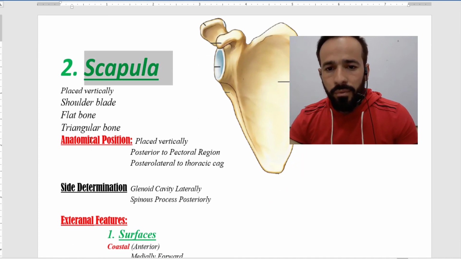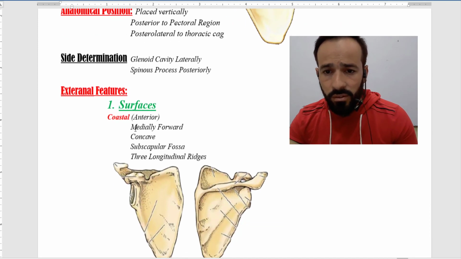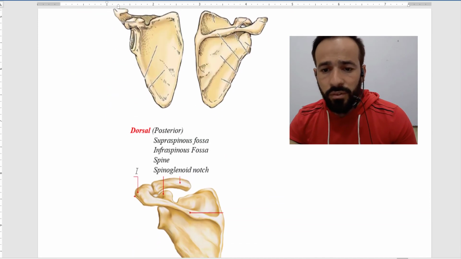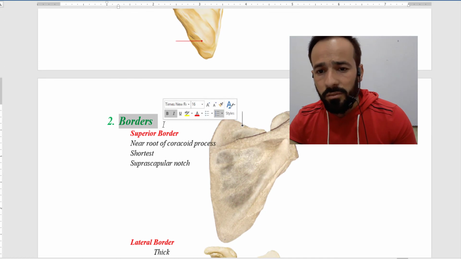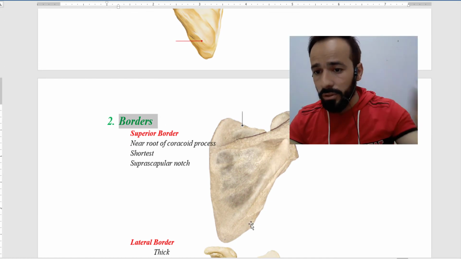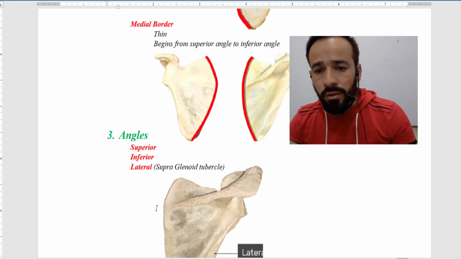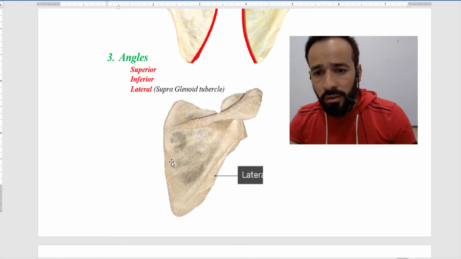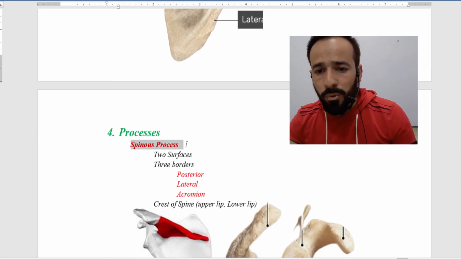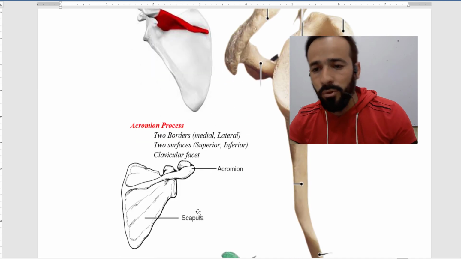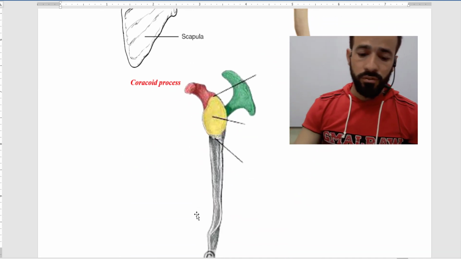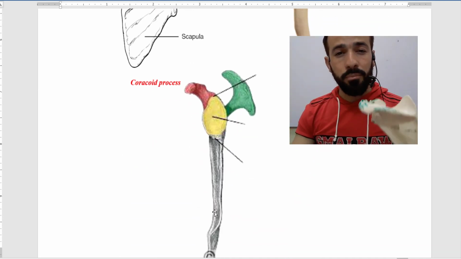The scapula has two surfaces: the costal surface and the posterior surface. It has three borders: superior border, medial border, and lateral border. It has angles: superior angle, inferior angle, and lateral angle. It has three processes: the spinous process, acromion process, and coracoid process. So friends, this was all about the scapula bone.